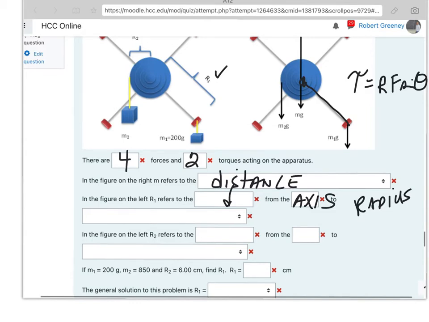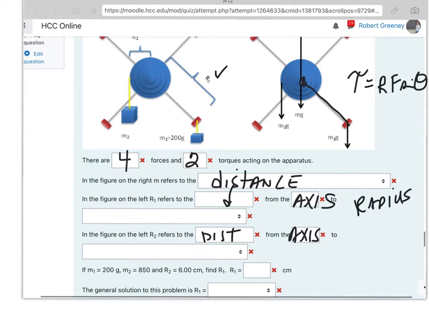Right, so R refers to the distance from the axis to the point where the string acts, because it's the string that's exerting the force. The mass actually isn't exerting the force, it's the tension force. And in this case, I'm not sure why I asked you to find, usually in the lab what we have to do is find M2, but here I give you M2 and I'm asking you to find what R1 is.